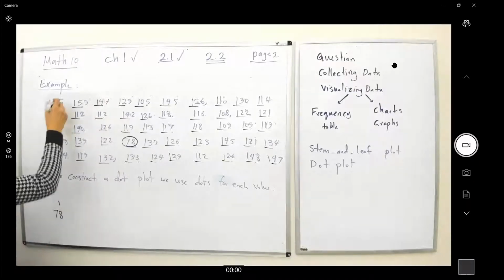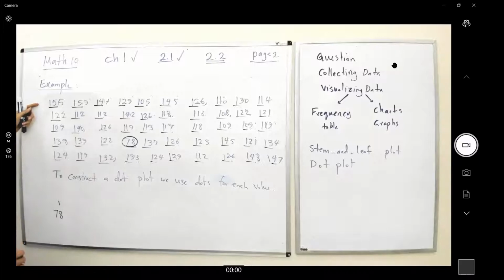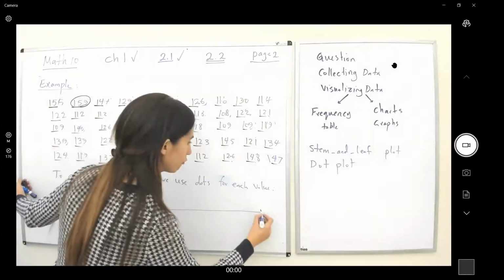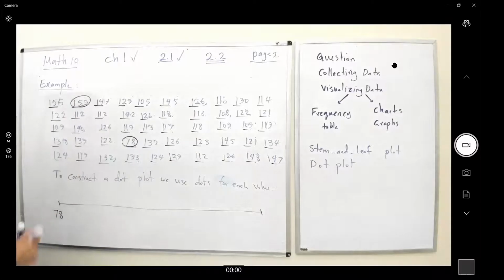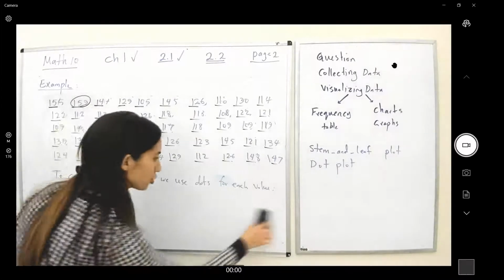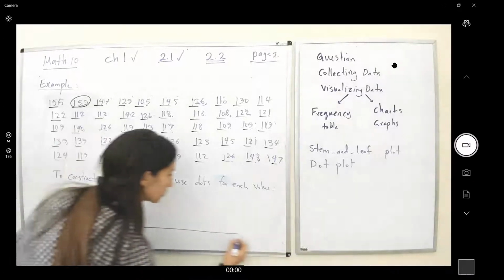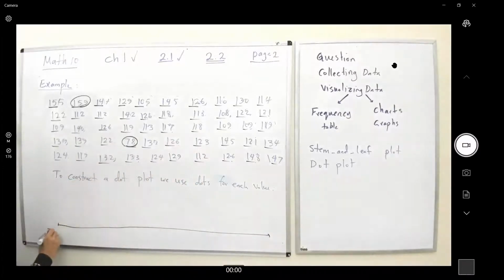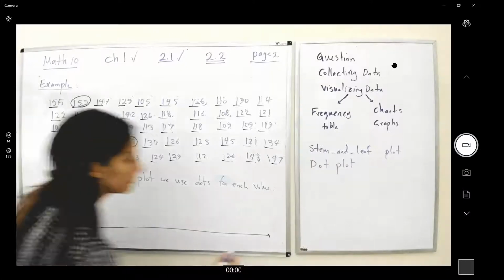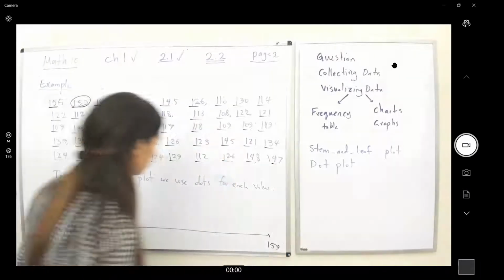And the maximum value is 150. Is it 155, or do we have a larger number? 159. Thank you. So 159. So here we're going to form a horizontal line. Just shift it a little bit down here. I might need more space. So 78, the minimum value, and also 159, the maximum value.